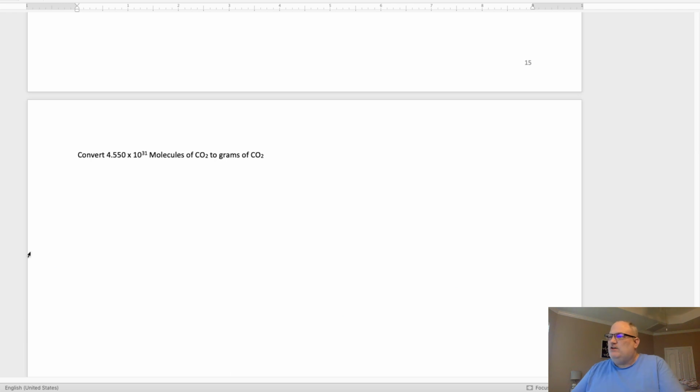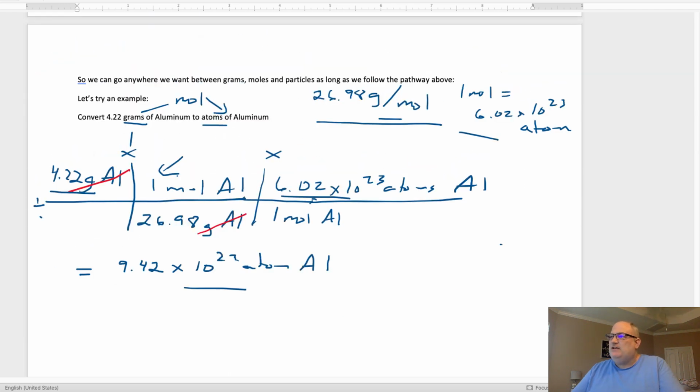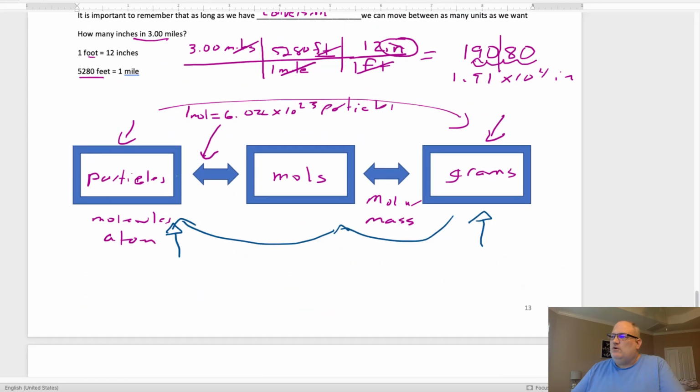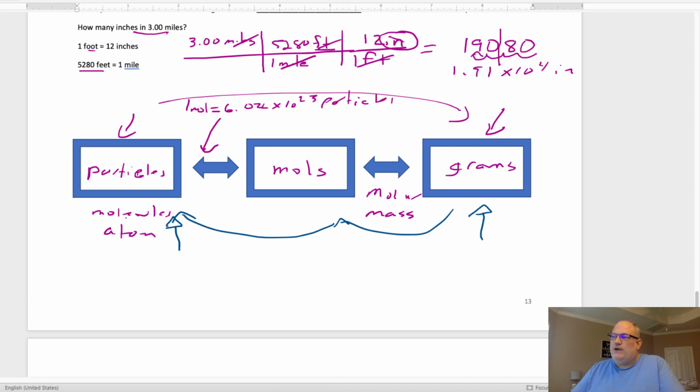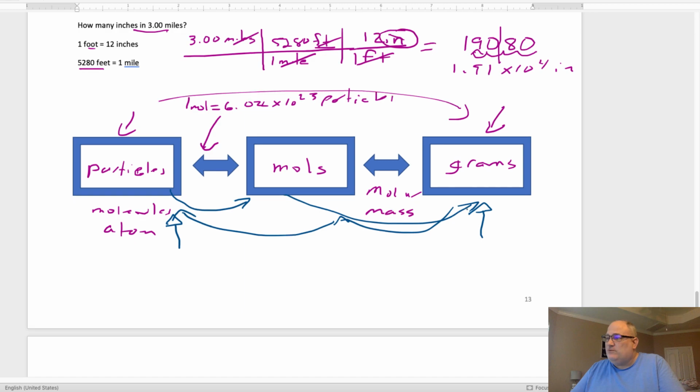Now again, you may look at molecules and go, what the heck, I don't understand. Listen, a molecule or anything, an elephant, a T-Rex, an atom, a formula unit, those are all just particles. And if we start off with a particle, the only place we can go ever is to a mole. If they ask us to go all the way to grams, that means we're going to have to do 2 steps. First go to moles, and then go to grams, and that's what we're going to do.